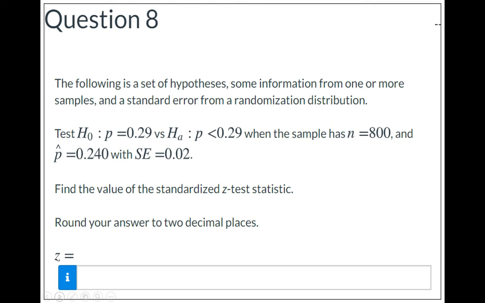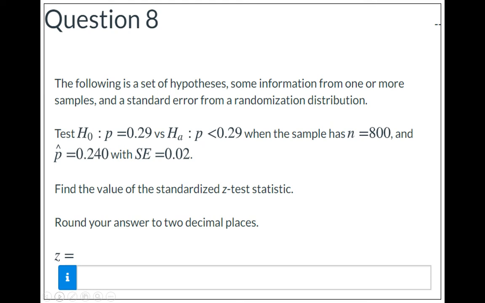Let's actually get into the Wiley and see what we can do here. It says the following is a set of hypotheses, some information from one or more samples, a standard error randomized. So we have an H of O, P equals 0.29. So that's our H sub O, okay? Versus H sub A not equal to 0.29. So we actually have a middle on this hypothesis of 0.29. We have an N of 800, and we have a p-hat measurement, or a statistic, of 240 with a standard error of 0.02. Find the value of the standardized z-score.